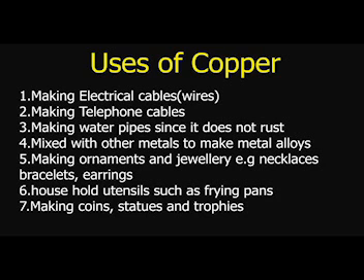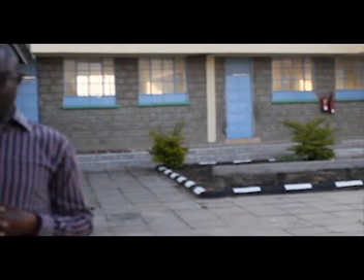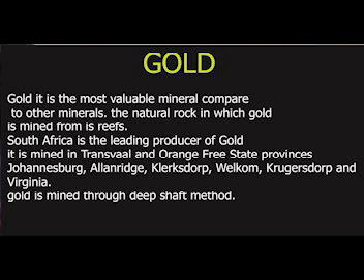Copper is also used in making ornaments such as bracelets, earrings, and necklaces. Those are the ornaments that are made out of copper. Copper is also used in making household utensils such as frying pans. Copper alloys are also used in making coins, statues, and sport trophies.